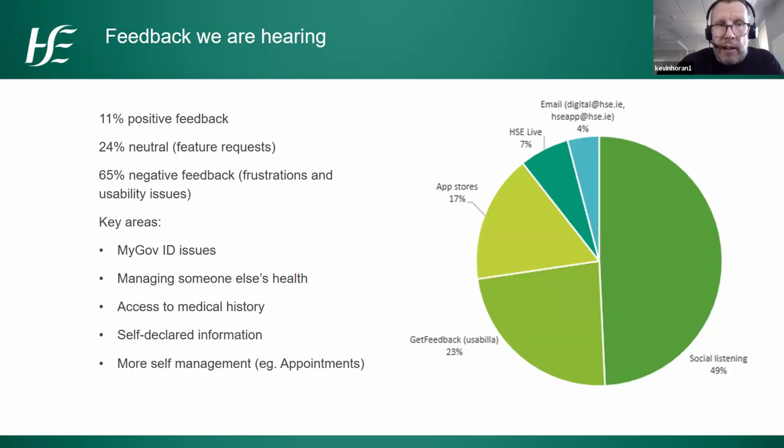And we hear a lot about people expecting to see more information in the app. So expecting to see their medical history, their complete medical records. We hear about self-declared information. So this is information that people want to give us or information that we're asking for from them. And then we hear about people's expectations around being able to manage data in the app. So people can see their appointments. The natural next step they feel is to be able to manage or cancel or reschedule appointments.